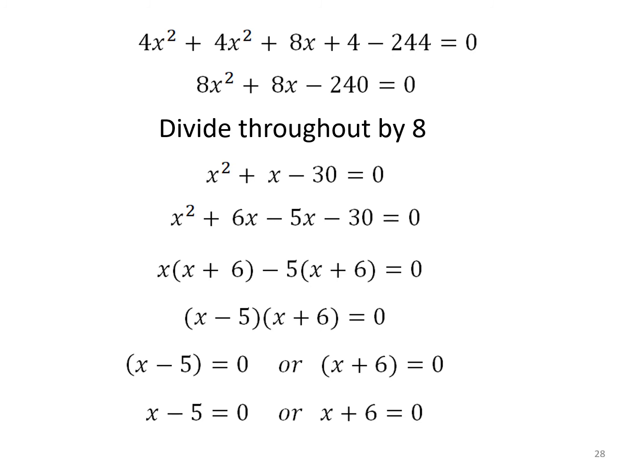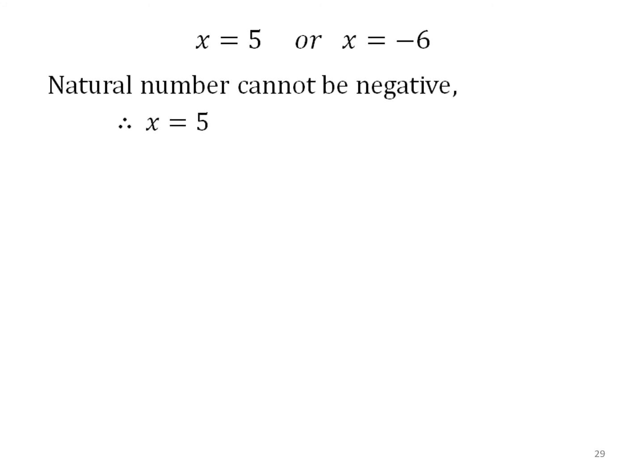When we split it up, we get x minus 5 is equal to 0 or x plus 6 is equal to 0. Since it was x minus 5, we get x is equal to 5, and x is equal to minus 6. Again, x is considered as a natural number. A natural number cannot be negative and therefore the value of x is taken as 5.